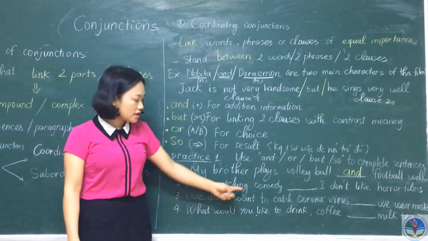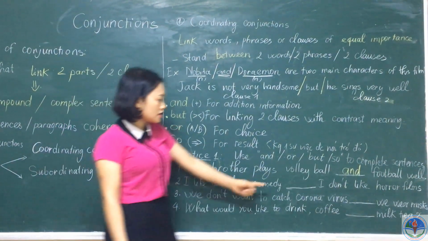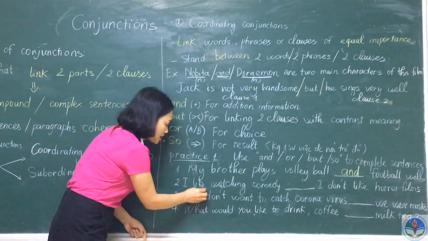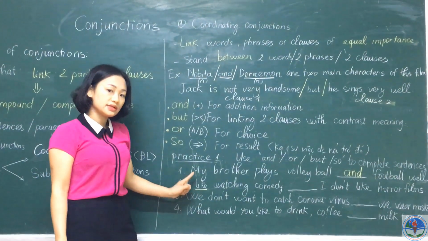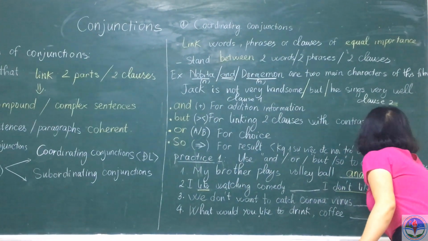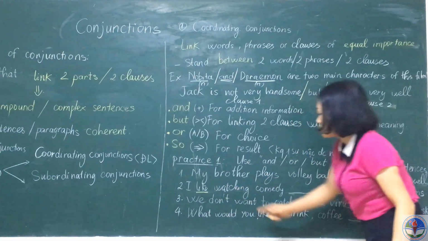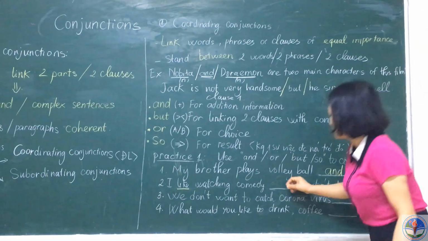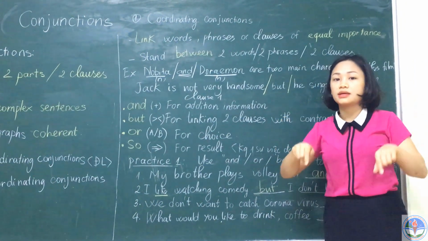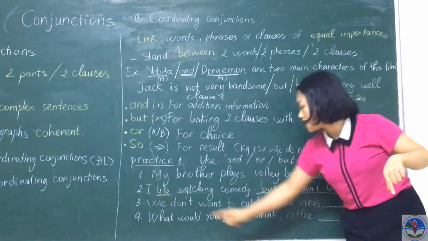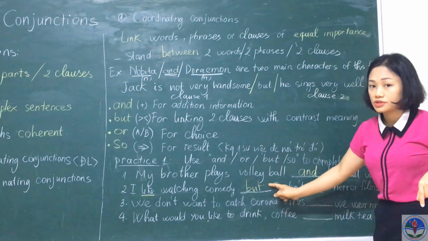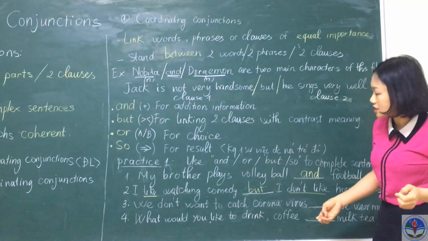I like watching comedy. I don't like horror films. Here, "I like" is positive. Here, "I don't like" has negative meaning. So I think we can use "but" in this case, because it has contrast meaning between the first clause and the second clause. So we use "but" in the middle to connect the two clauses in this sentence.